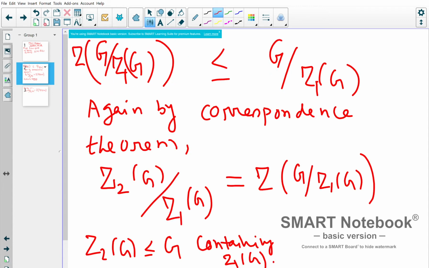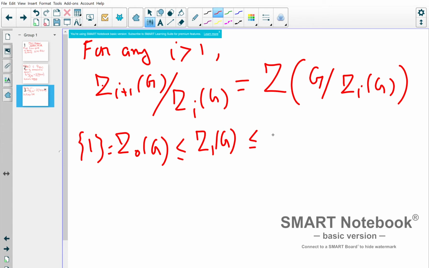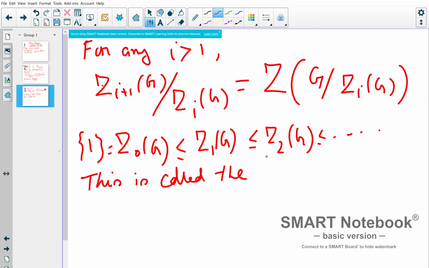So I think this is okay for everyone. This is also a normal subgroup because it is a center, so this is always a normal subgroup. So we can talk about this. What we'll get is a kind of series containing 1, which is nothing but Z0 of G, and then this is contained in the center, which is Z1 of G, and that's again contained in the second center, and so on. This type of series is called the upper central series of G.